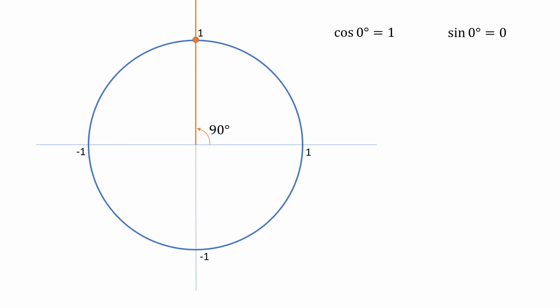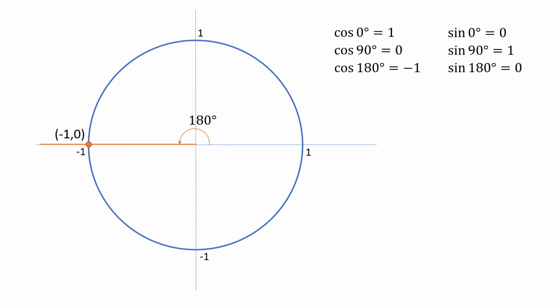Next, we're going to move to 90 degrees. Now, if you look at the intersection point of that angle and the unit circle, the coordinate of that point is 0, 1, which means cosine is 0 and sine is 1. Now we go to 180 degrees. The point is minus 1, 0, which means cosine is minus 1, sine is 0.